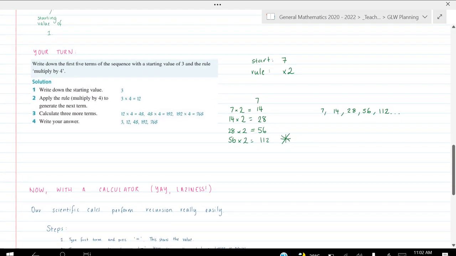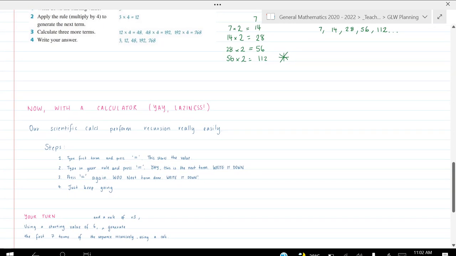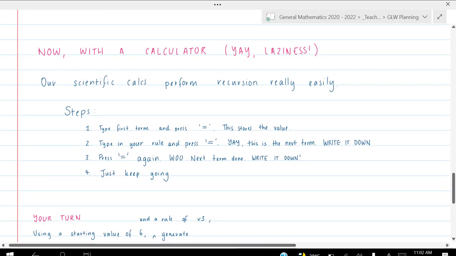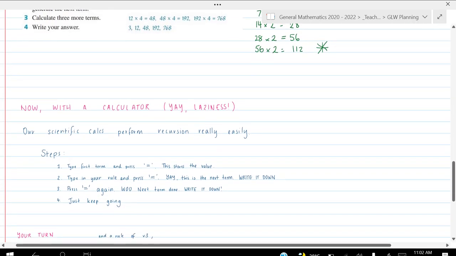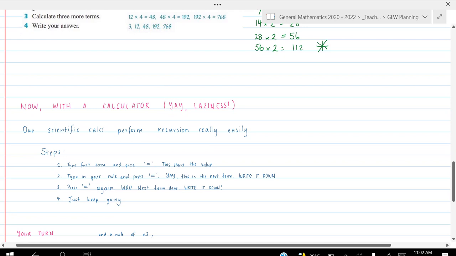You can also do it with a calculator. Yay for laziness. So our scientific calculators, you don't need a graphics calculator for this. Scientific calculators do it really, really easily. So the way we use our scientific calculator is we type the first term. So in the example that we did above, starting at 7, we would type the first term of 7, hit equals, and then you'll see that 7 comes up in the answer spot. And that stores the value. So your calculator has a memory. So it's stored in the memory.